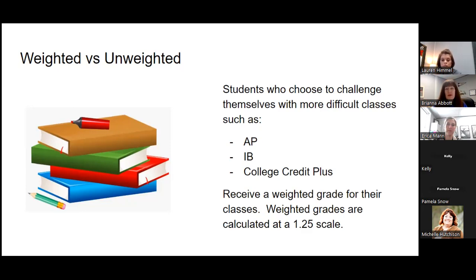Colleges aren't going to be blown away by a student who takes really hard classes and then gets all C's and D's in them just because they challenged themselves. It would be better to pick and choose: I'm going to challenge myself in this one area, but I'm going to take the traditional college prep path in other classes. Honors classes are not weighted. The only classes that are weighted are AP courses, IB courses, and College Credit Plus classes.